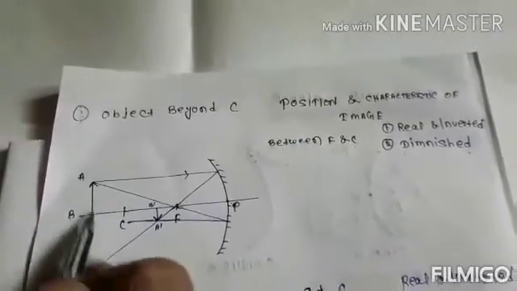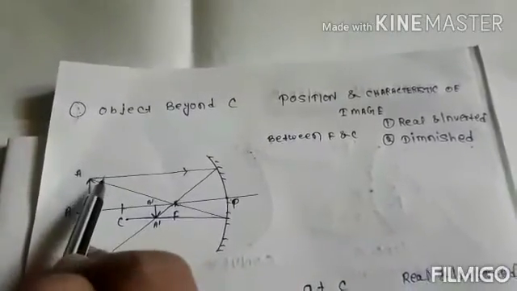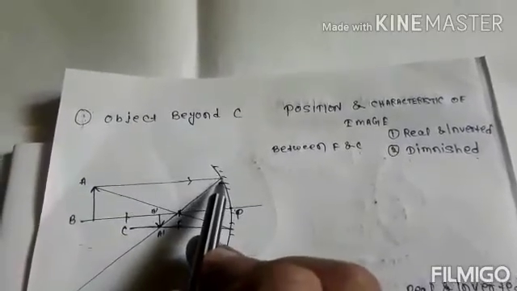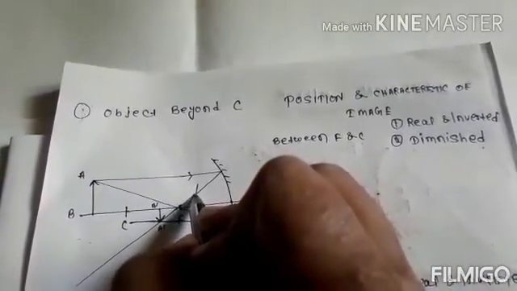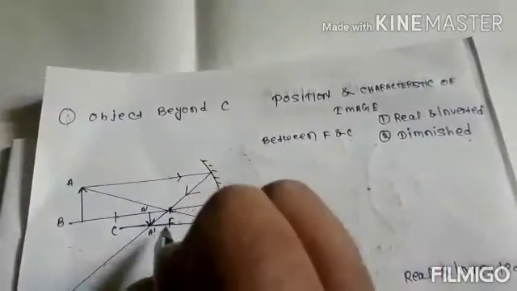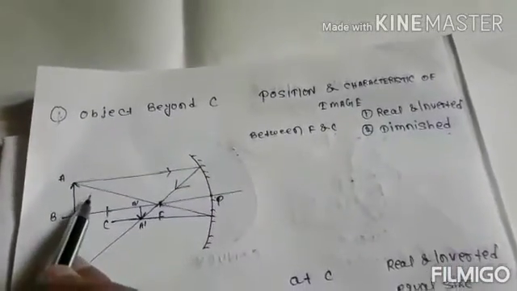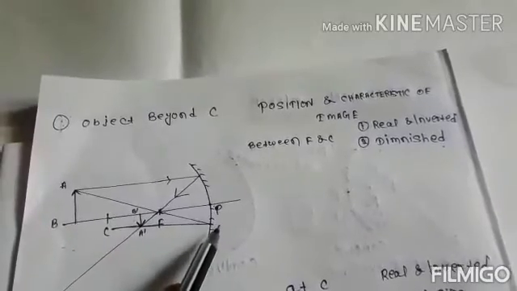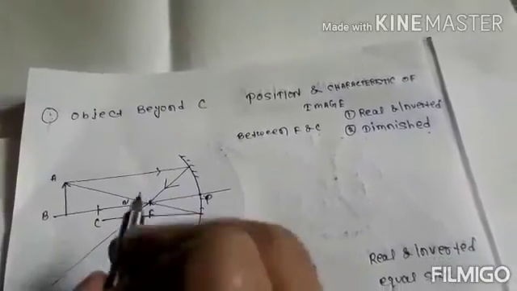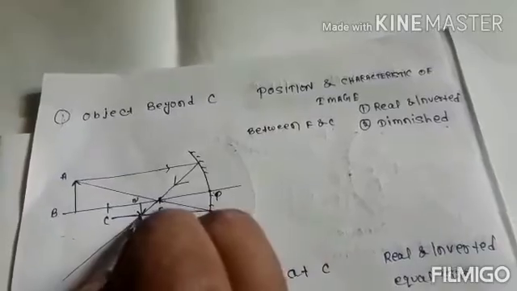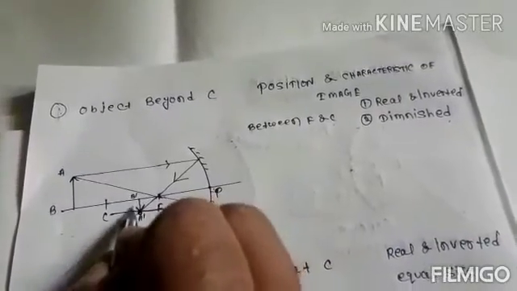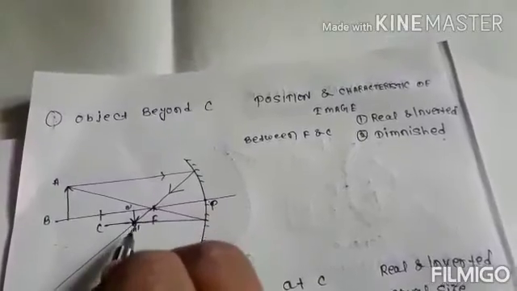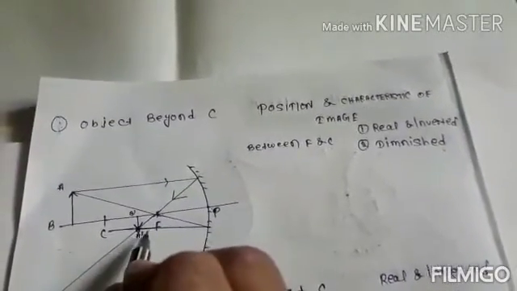Here we consider two rays. This is the object, which is placed beyond C. So first ray: if the ray of light is parallel to the principal axis, then after reflection it passes through the focus. And second ray: if the ray of light passes through the focus, then after reflection it is parallel to the principal axis. So these two rays meet here. Here the image is formed due to real meeting of reflected rays.